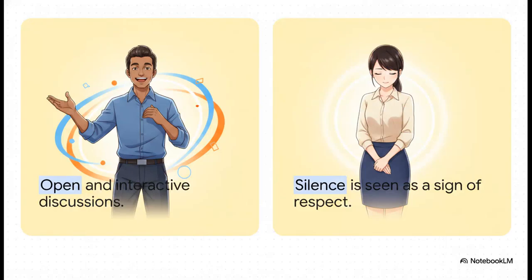What's really fascinating is how this actually plays out in the real world. Let's say, imagine an Indian manager working with a Japanese team. In India, meeting discussions are often highly open, super interactive. But in Japan, employees might sit completely silent during that exact same meeting. To them, that silence is a profound sign of respect. They actually prefer discussing opinions privately later on.